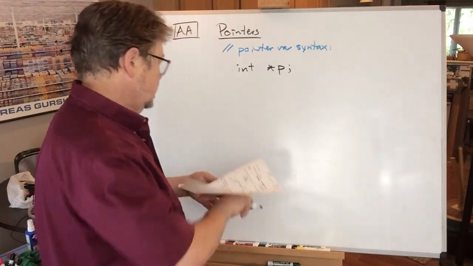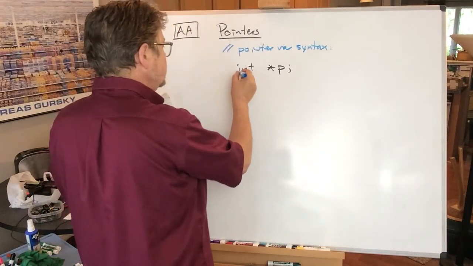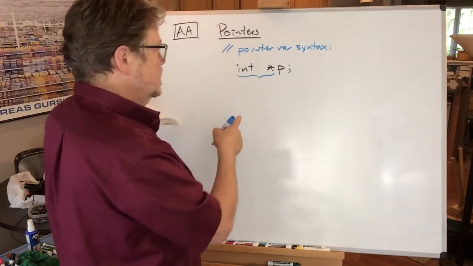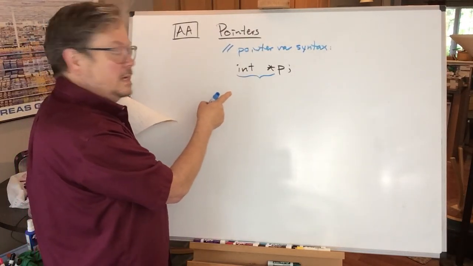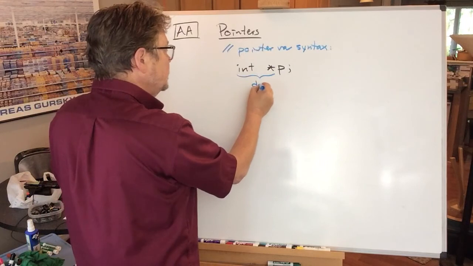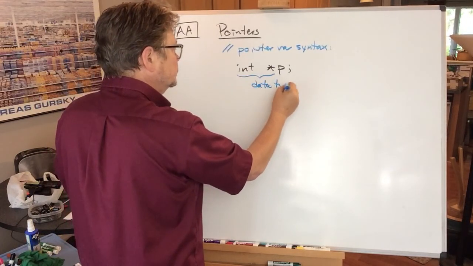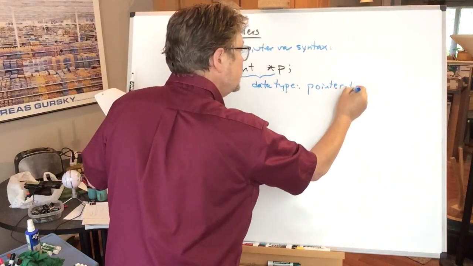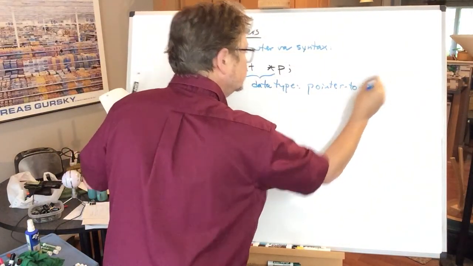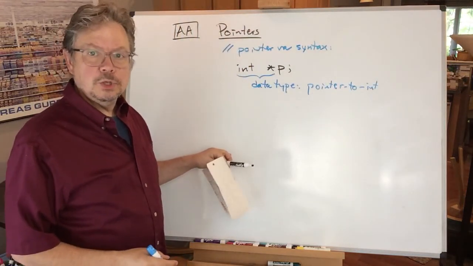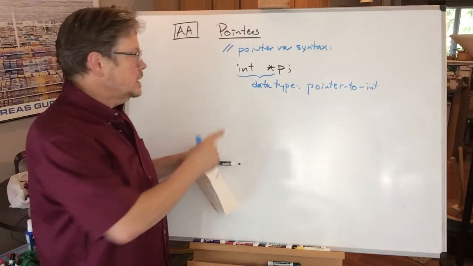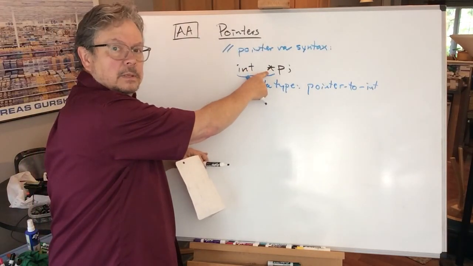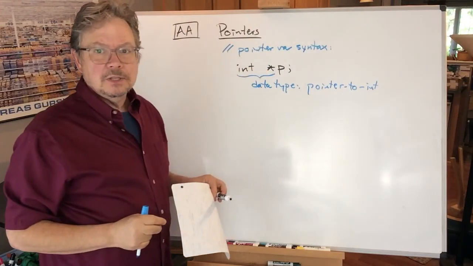What's new here? Well, I'll use my blue for comments. What's new here is this means P is not just a garden variety integer variable. P is a data type. This is actually a two-piece data type: pointer-to-int. Pointer to integer. I'm calling it a two-piece data type because int by itself is not the data type. The star all by itself certainly is not a data type. But int star is a data type, pointer to integer.